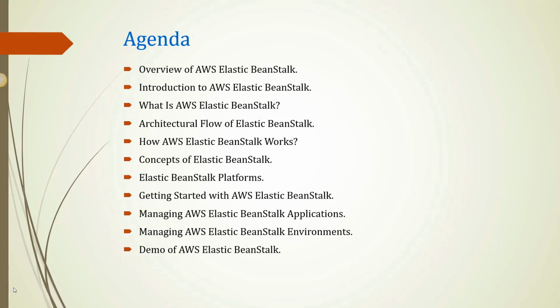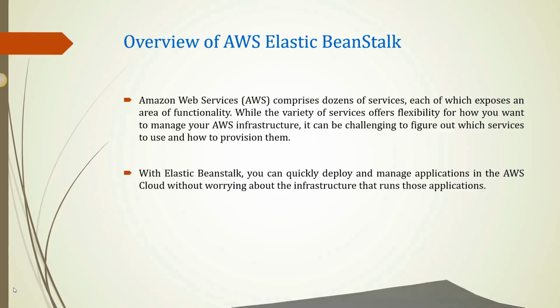So now let's move to the first topic, that is overview of AWS Elastic Beanstalk. Amazon Web Services comprises dozens of services, each of which exposes an area of functionality. While the variety of services offers flexibility for how you want to manage your AWS infrastructure, it can be challenging to figure out which service to use and how to provision them. So with AWS Elastic Beanstalk, you can quickly deploy and manage applications in the AWS Cloud without worrying about the infrastructure that runs those applications.